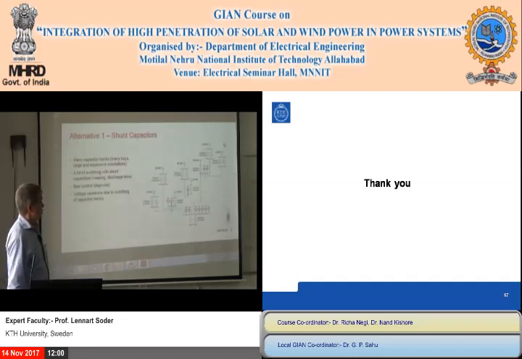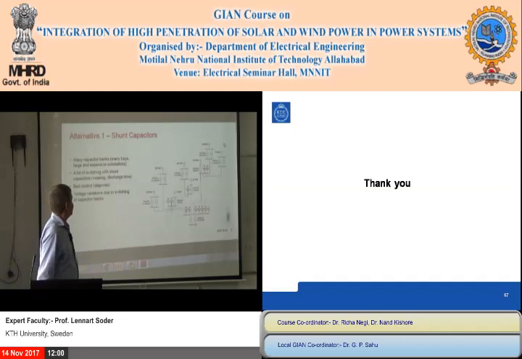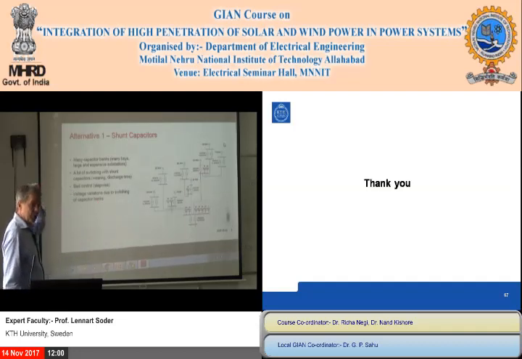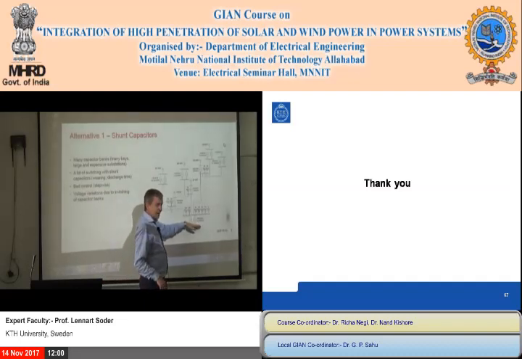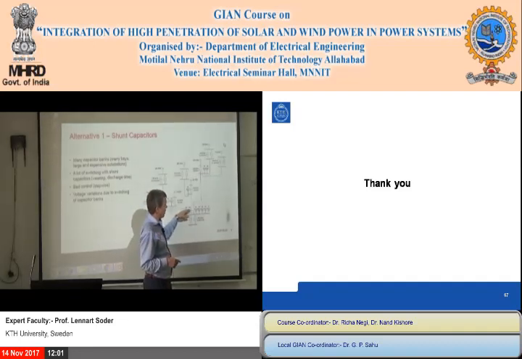So one idea was to have shunt capacitors everywhere, with a lot of switching, where you have to switch these capacitors on and off, which is not so nice for the system. You get transients when you switch, and you have bad control. And since you need exactly zero here, plus minus five, you need capacitors of different sizes that you have to switch on and off.